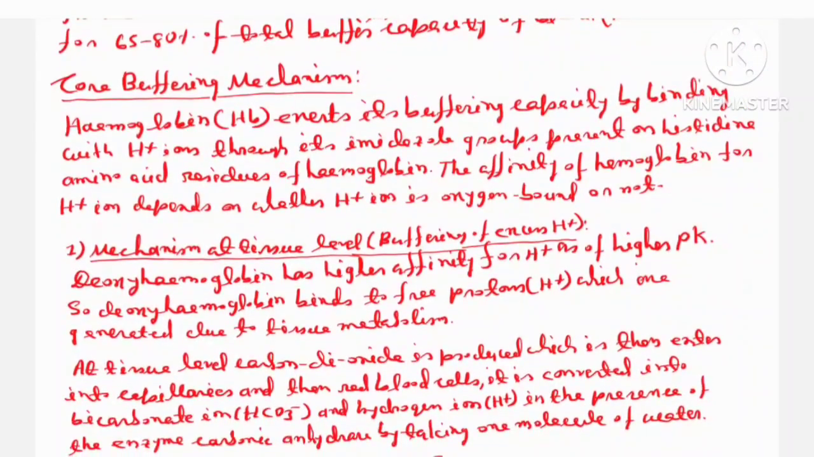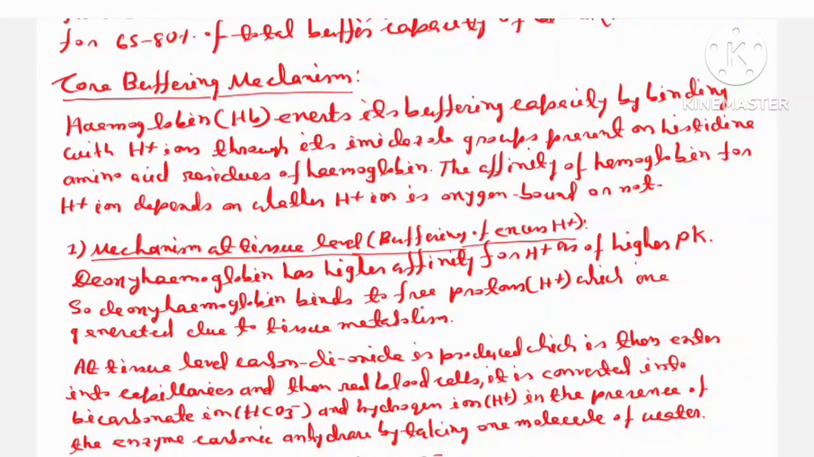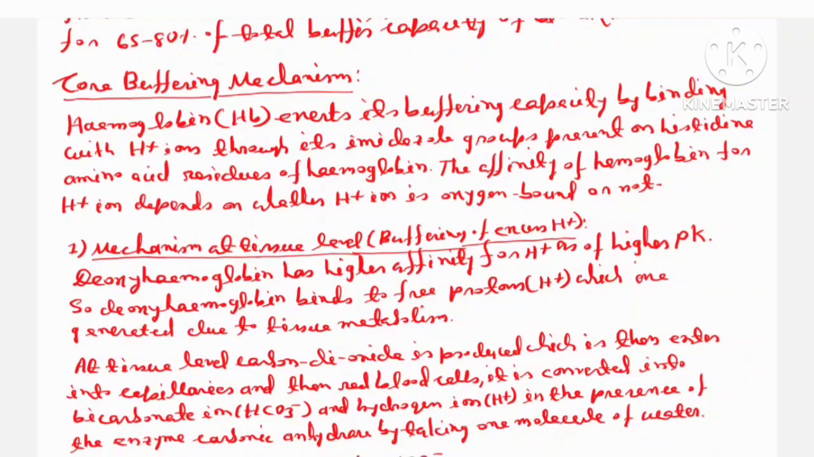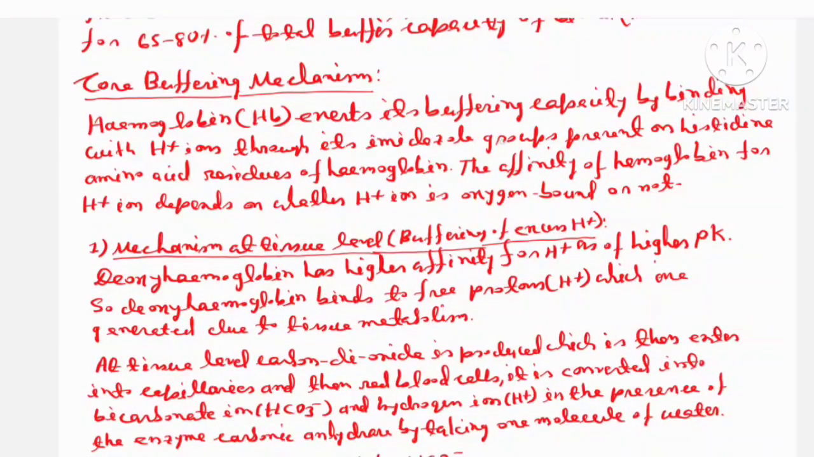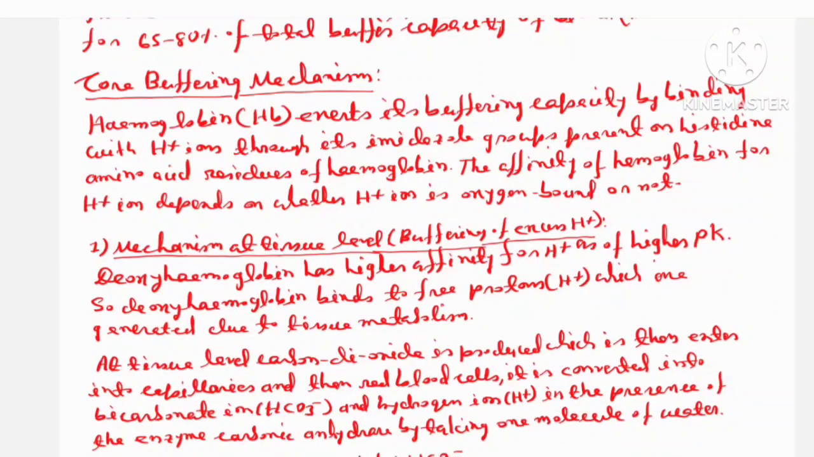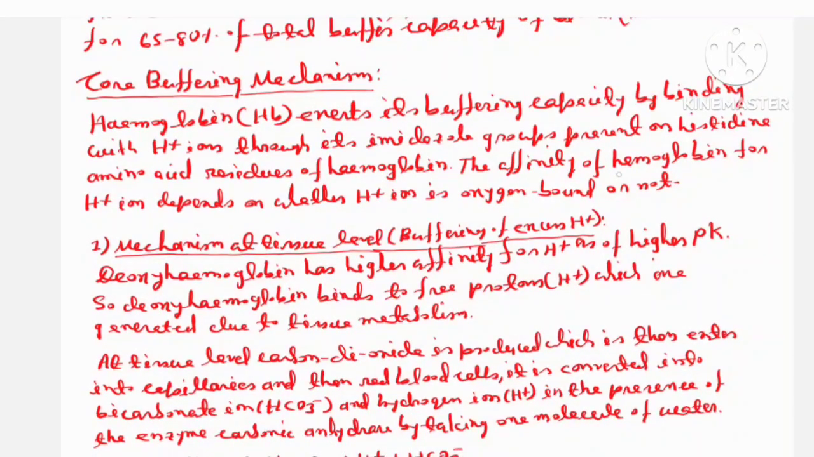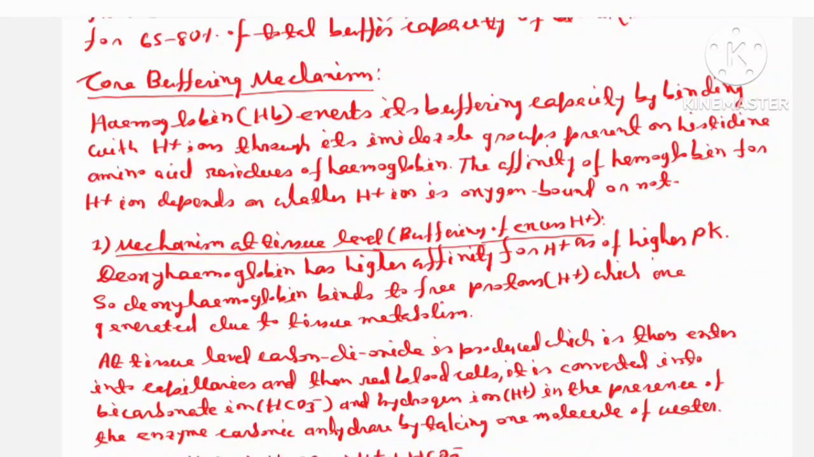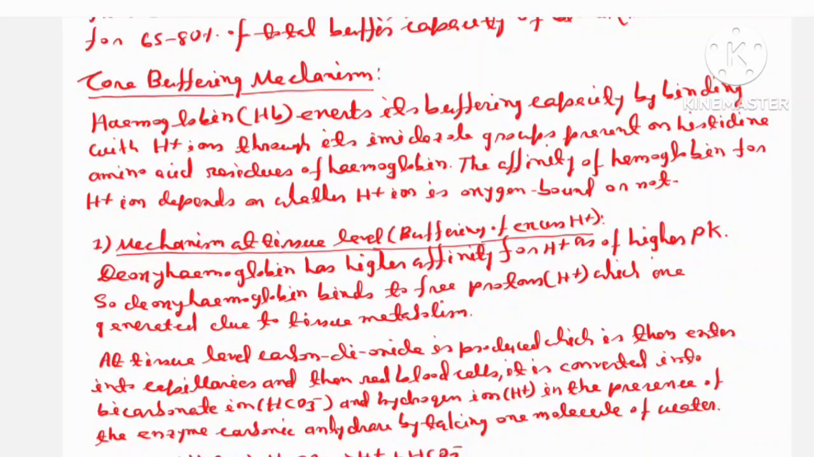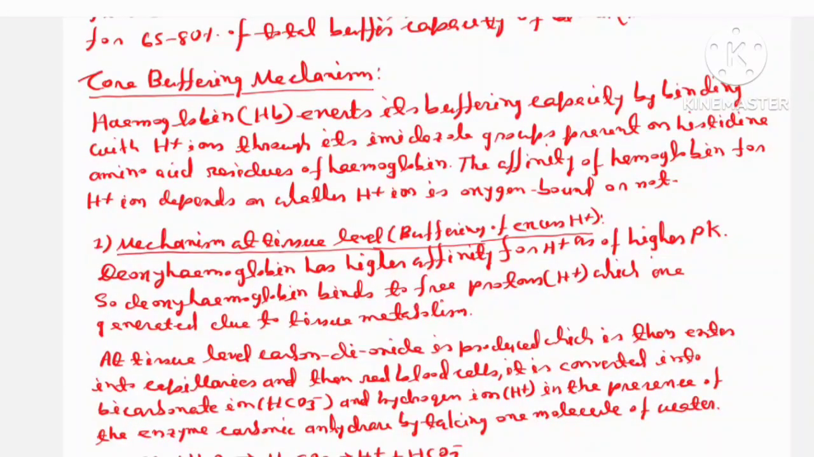Now the core buffering mechanism. Hemoglobin exerts its buffering capacity by binding H plus ions to the imidazole groups present on the histidine amino acid residues of hemoglobin. Now the affinity of hemoglobin for H plus ions depends on whether it is oxygen bound or not.